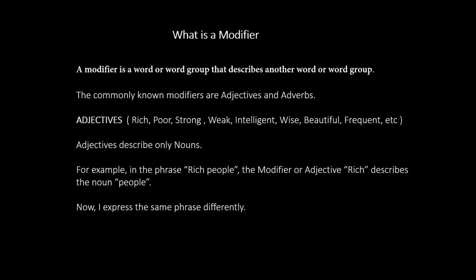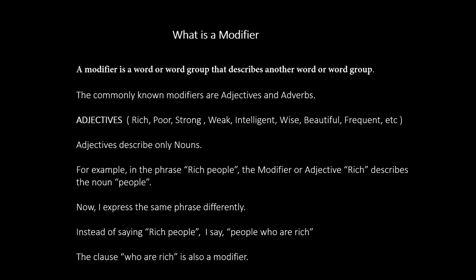Now I express the same phrase differently. Instead of saying rich people, I say people who are rich. In this example, the relative clause who are rich is a modifier. I am going to teach you all types of modifiers in detail in my upcoming videos.